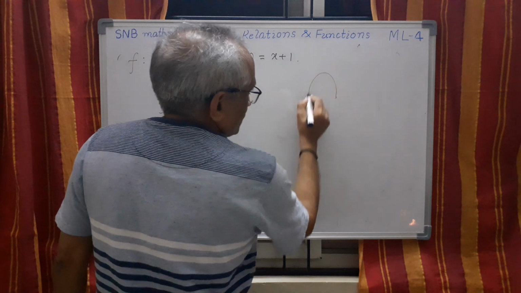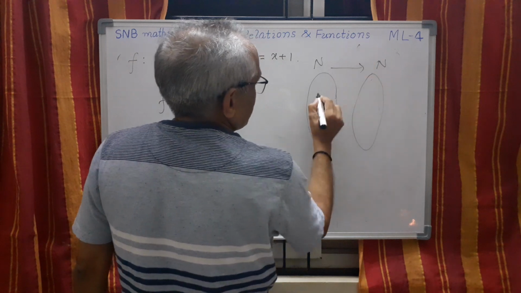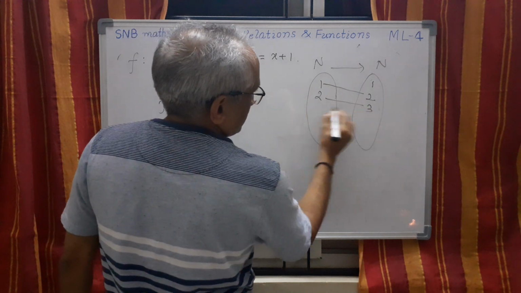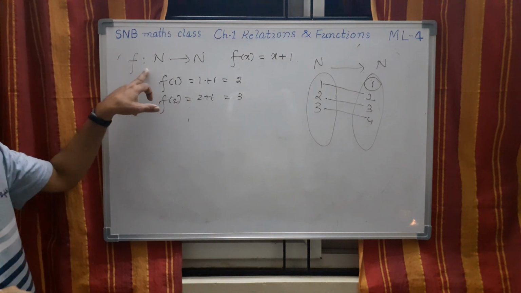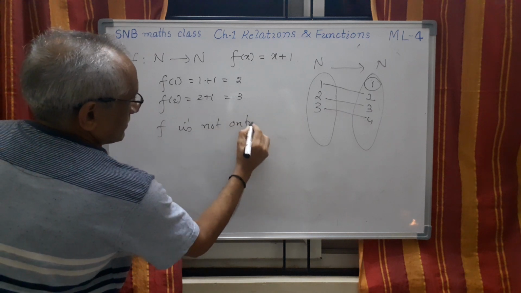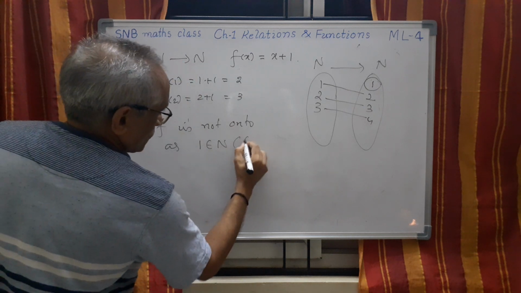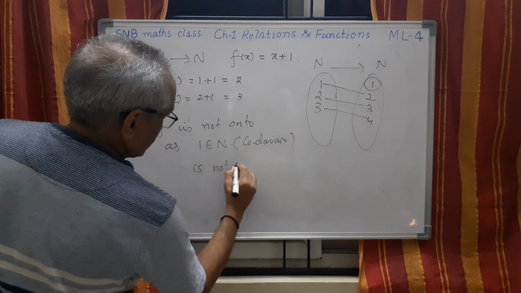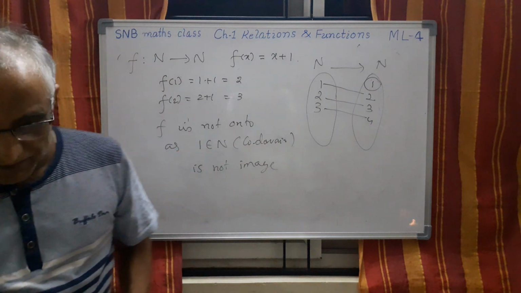Or if you want to use a diagram, this is the thing. f. See, 1 here is going to 2. So this 1 is left out. 2 is going to 3. 3 is going to 4. Like this. So this is left out. Therefore this is not onto. So f is not onto, as 1 belonging to the codomain N is not an image. So this is the explanation.